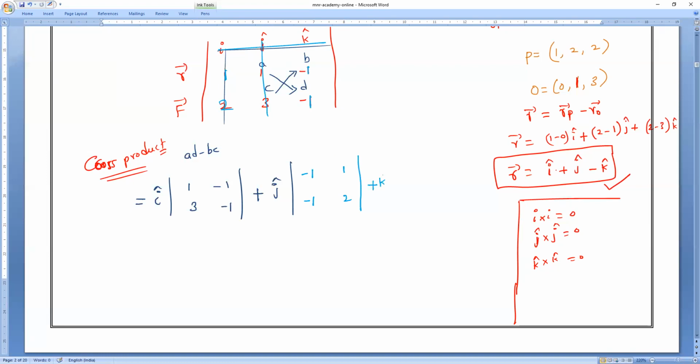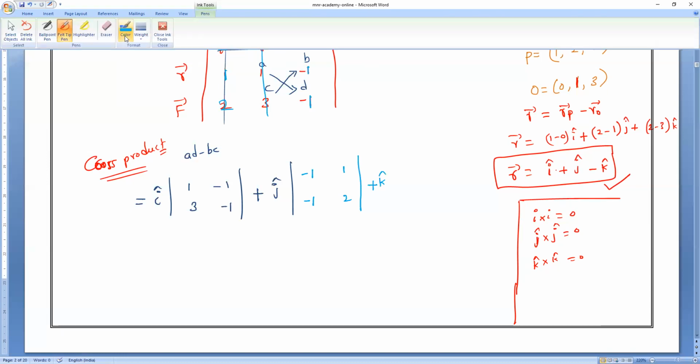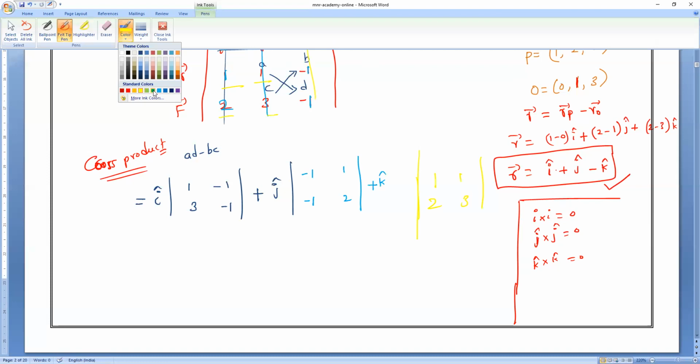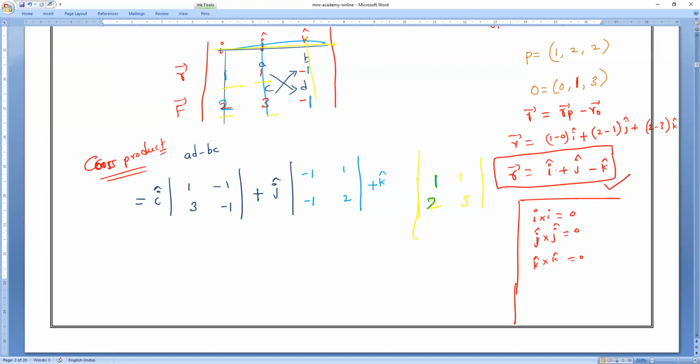Next, plus K cap. K, after that, I will come again, so you have to avoid that. What is remaining? 1, 1, 2, 3. So I am writing 1, 2, 1, 3. Is it okay? Correct? That's all it is.